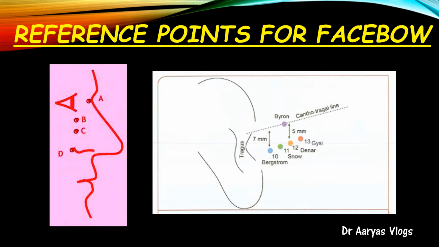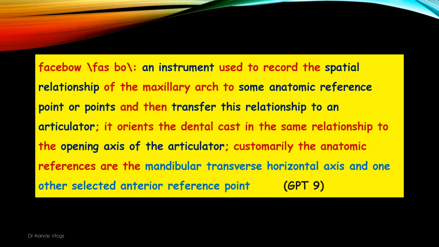Today I am going to discuss various reference points of the Facebow. According to GPT-9, Facebow is defined as an instrument which is used to record spatial relationship of maxillary arch to some anatomy reference point or points and then transfer this relationship to an articulator. And it orients the dental cast in the same relationship to the opening axis of the articulator. And customarily, the anatomy references are mandibular transverse horizontal axis and one other selected anterior reference point.